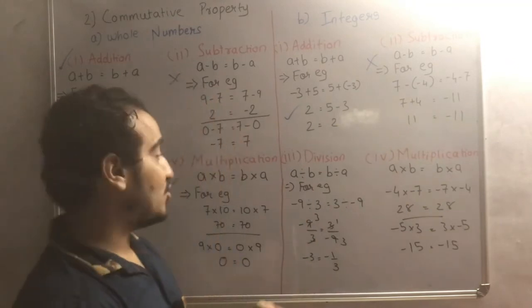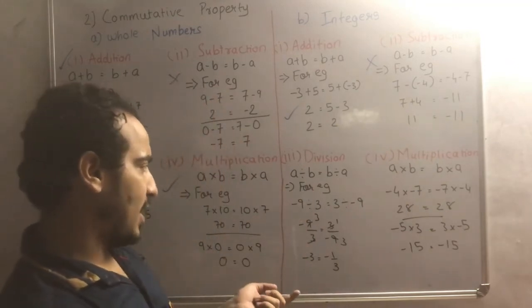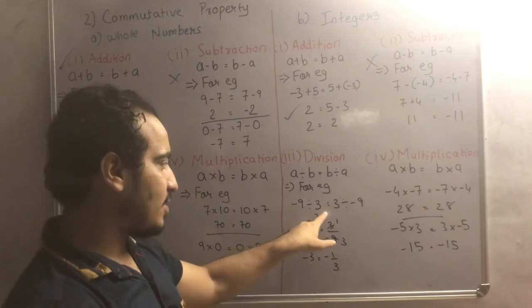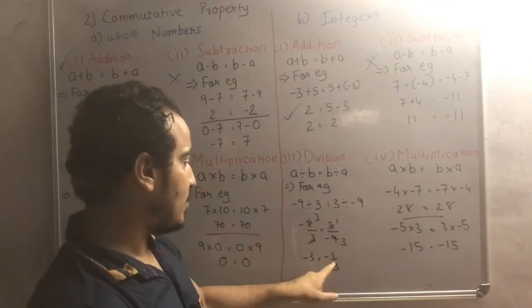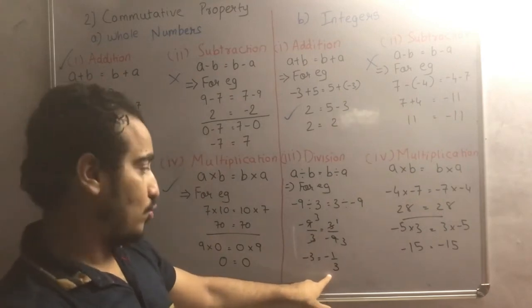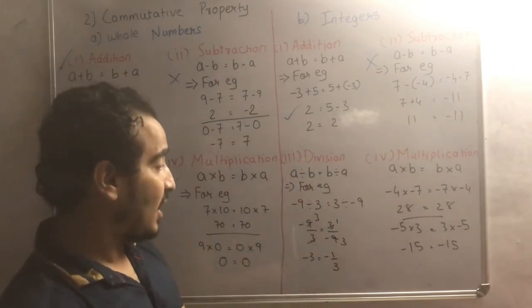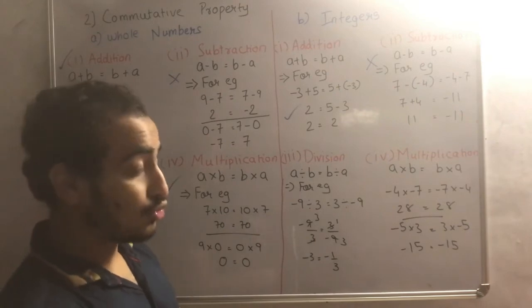Next is division. A divided by b and b divided by a. For example, minus 9 divided by 3 gives me minus 3. 3 divided by minus 9 gives minus 1 by 3. So both are not the same. So we can say that division cannot follow the commutative property.